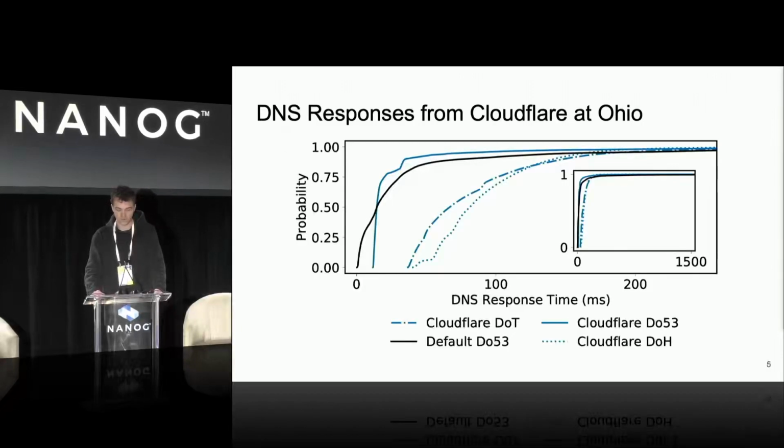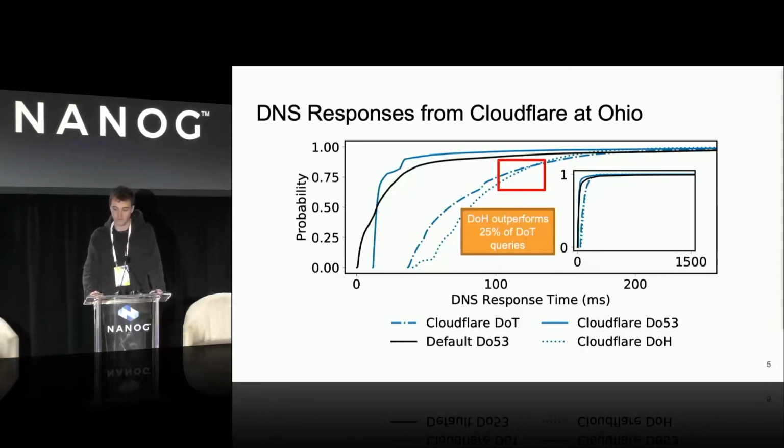So just starting off, these are some DNS response times we observed from Cloudflare at Ohio. The way we configured this is we use Cloudflare's 1.1.1.1 resolver, just measuring DNS response times to it. Whenever we use DoT and DoH, we also reuse the TLS connections. As you can see here, DoH outperforms about 25% of DoT queries.